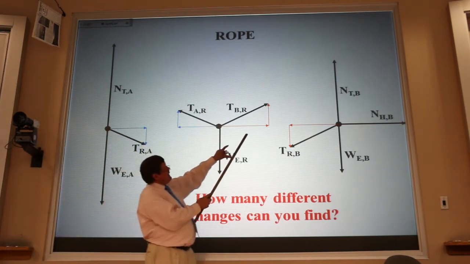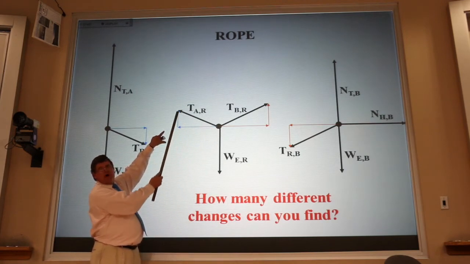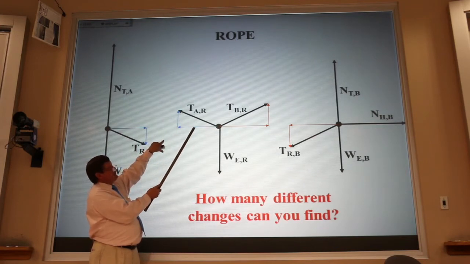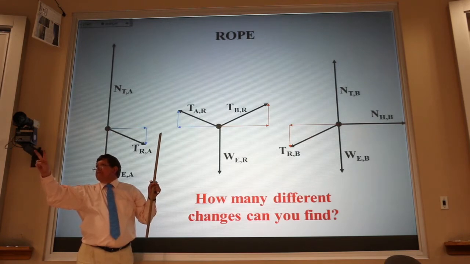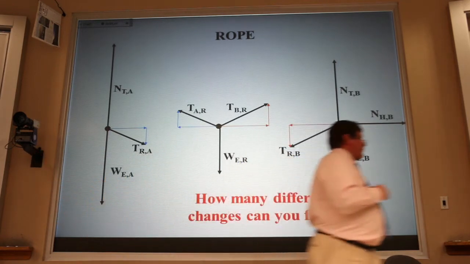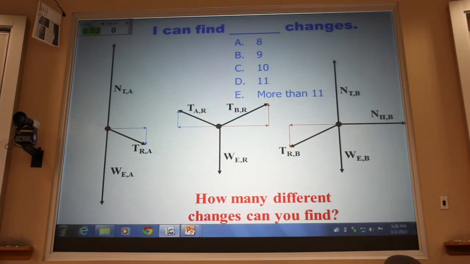But if I have a force that is broken up into components, if this one changes and this one changes, we'll count that as 2 separate changes. Okay? That's the way we'll count. Now what I want you to do with your neighbor is figure out how many changes you can find, and then use your clicker to let me know. How many changes can you find?